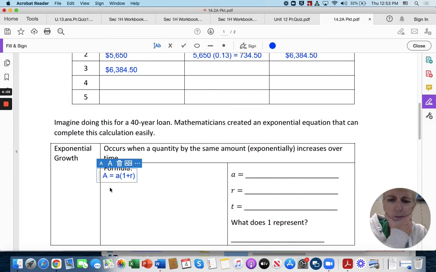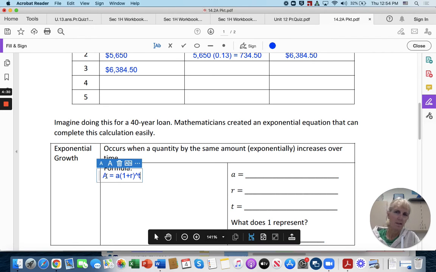And I'm trying to remember how you do the little raised to the power. I don't know where it is on the keyboard here. So there it is, raised to the power of t. So t is time, r is interest rate, a is the amount of money, and I believe big A is going to be the amount of interest earned.